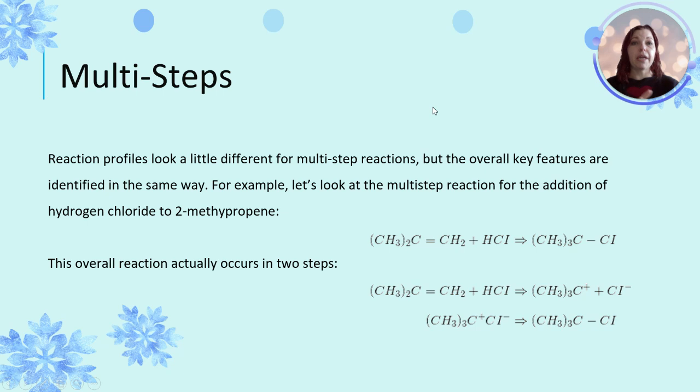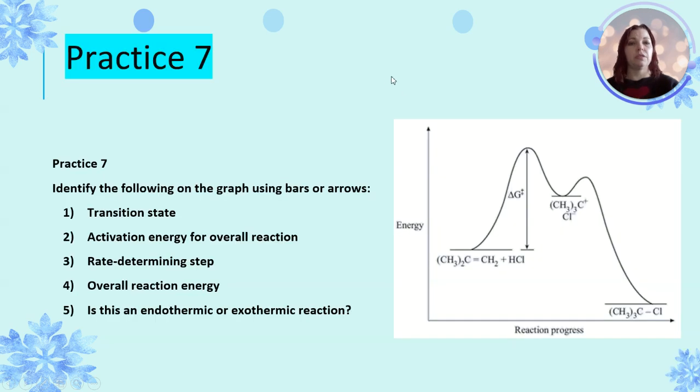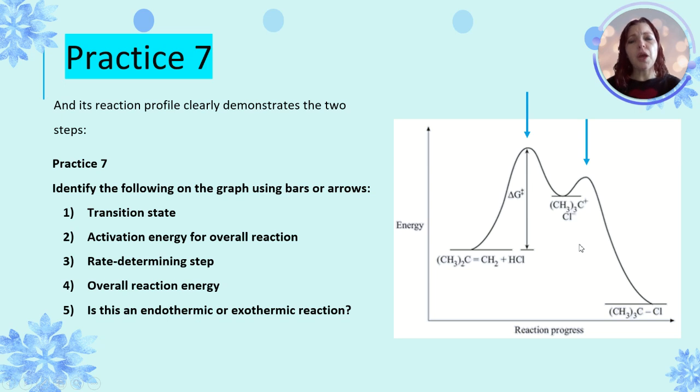Okay. So we've looked at reaction profiles for a single step reaction, but it makes sense to you now that we've looked at mechanisms that the reaction profiles might look different. And they actually look like this. Okay. So the reaction profile clearly demonstrates the 2 steps, 1, 2. Okay. So then we're going to use this graph to identify several different things.